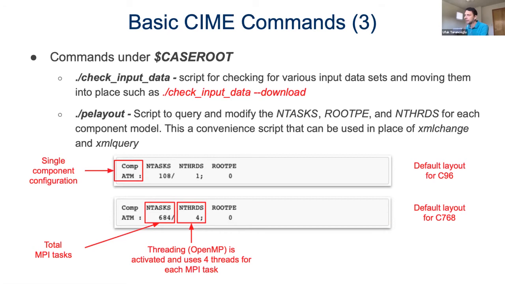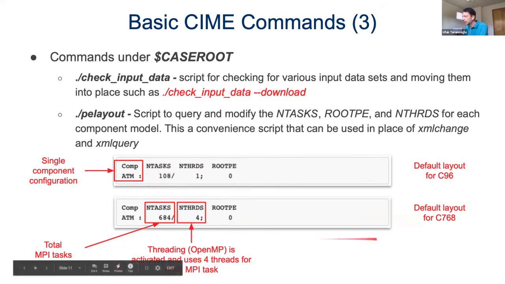Another command is the PE layout. This PE layout basically gives you an idea about the existing cases. For example, if you look at the first one, this is the C96. This is the lowest resolution. If you look at the default layout, it uses 108 cores. If you are using Cheyenne, every node has 36 processors. So you will use three nodes for this resolution.